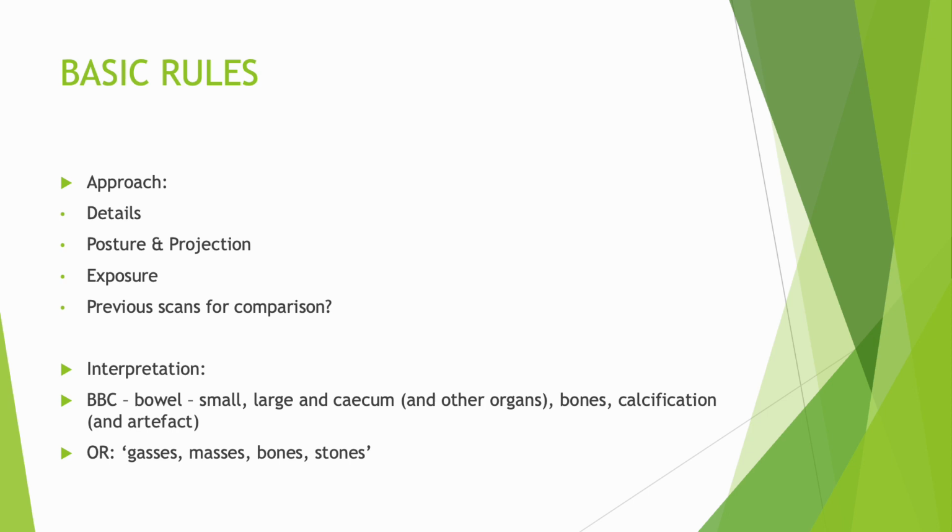And then in terms of handy things to help you remember how to interpret abdominal x-rays, you can use BBC, so that's bowel for the first B, looking at small, large and cecum, bones and calcification, and then at the end you can add artifact. Or for a rhyming one, you can use gases, masses, bones and stones.